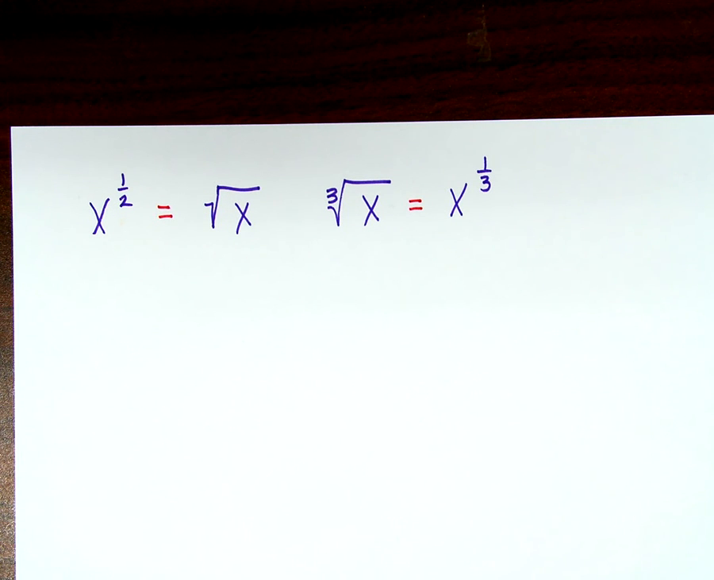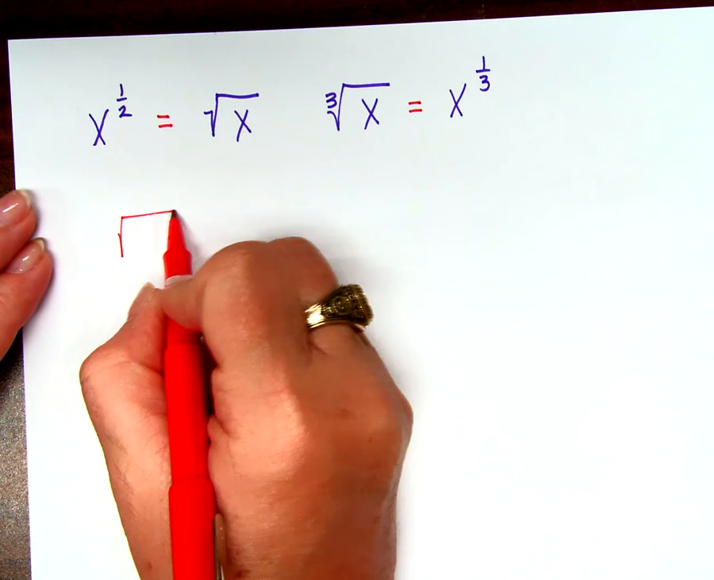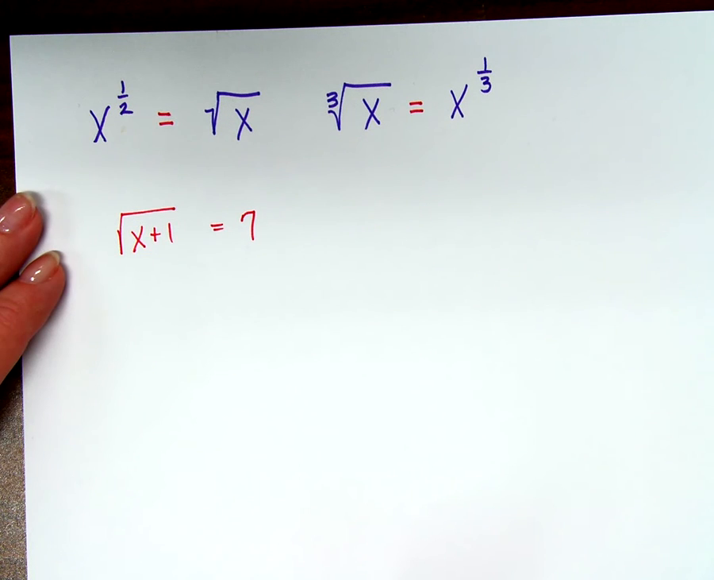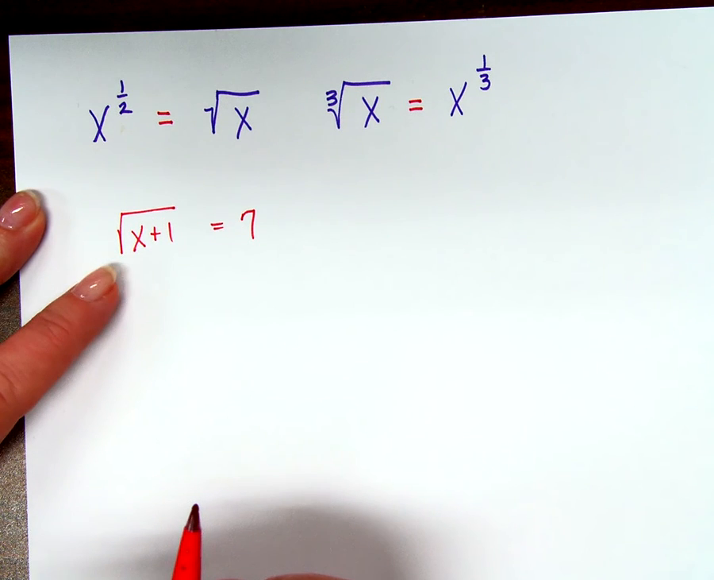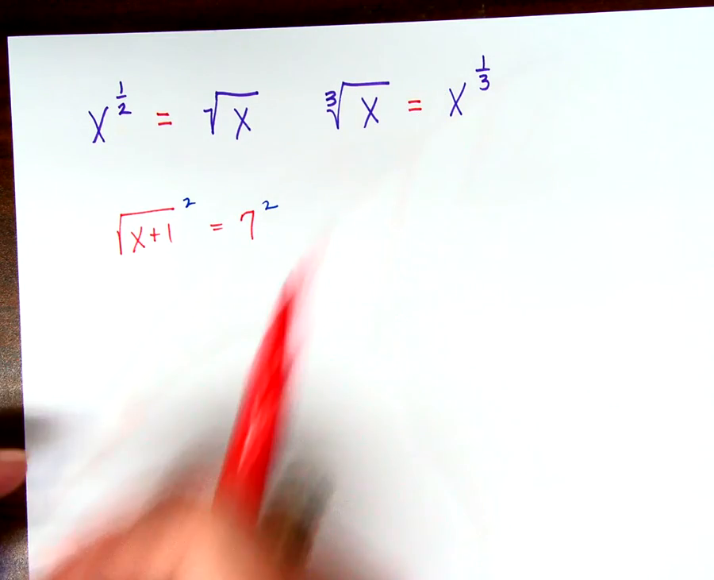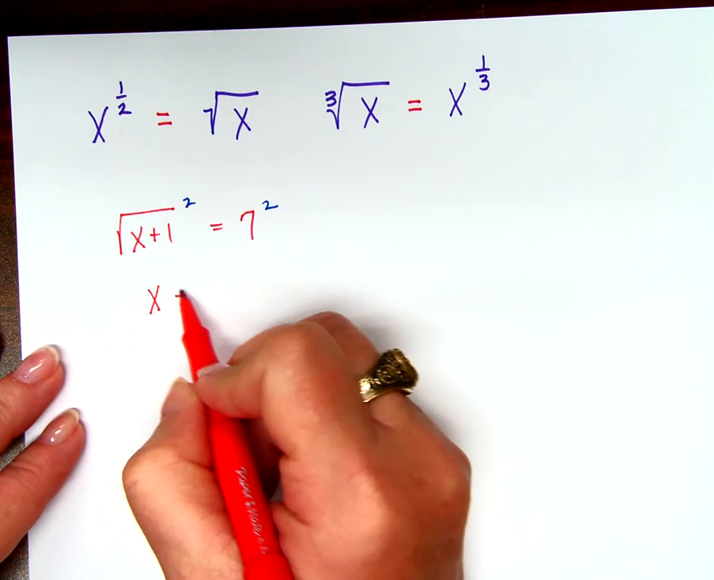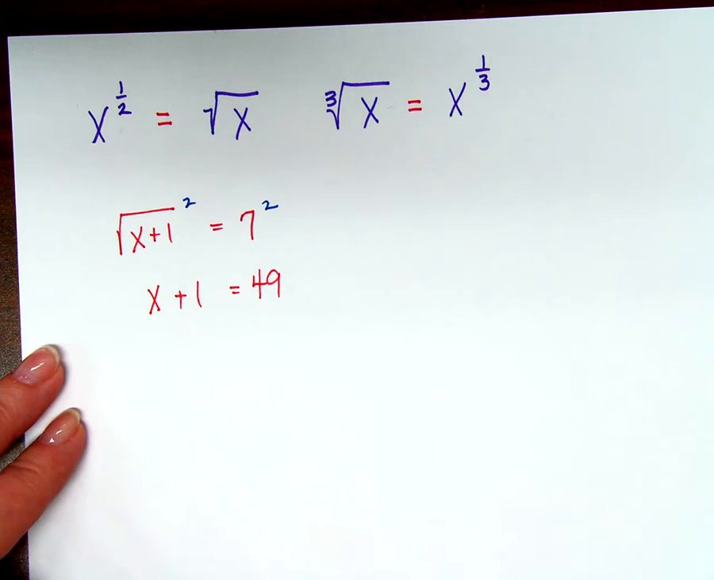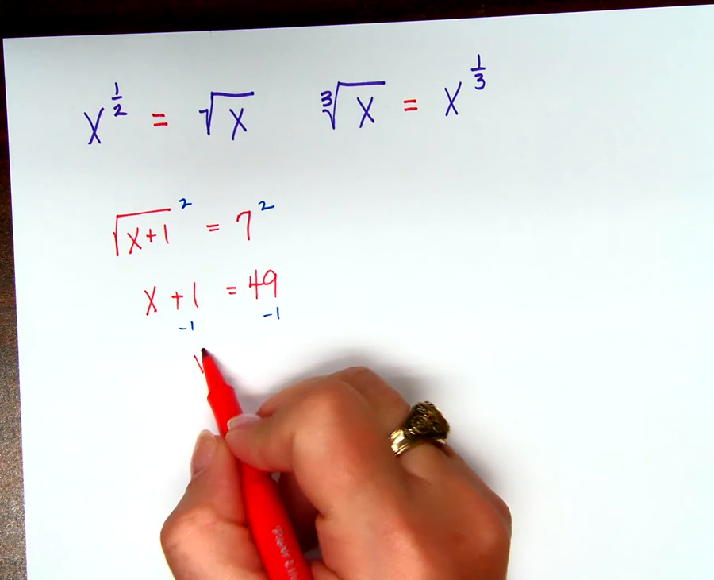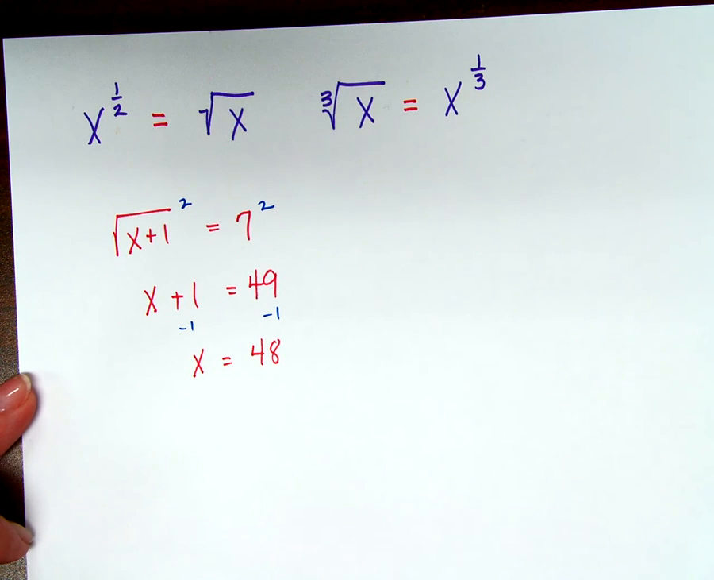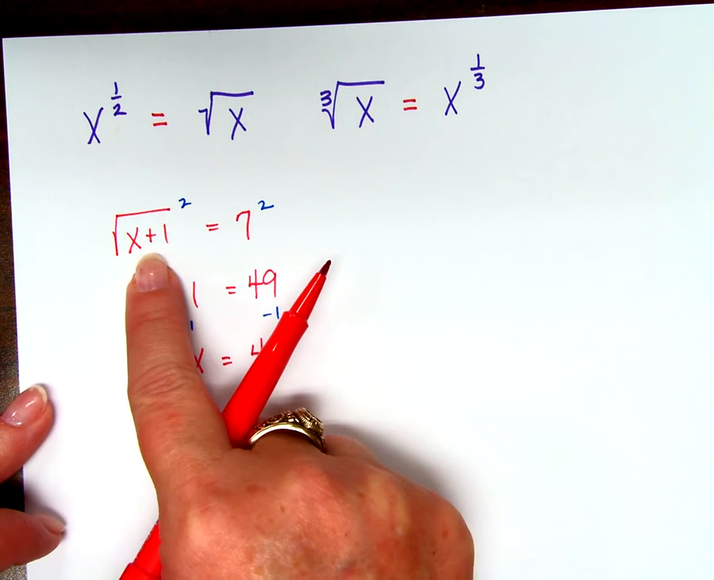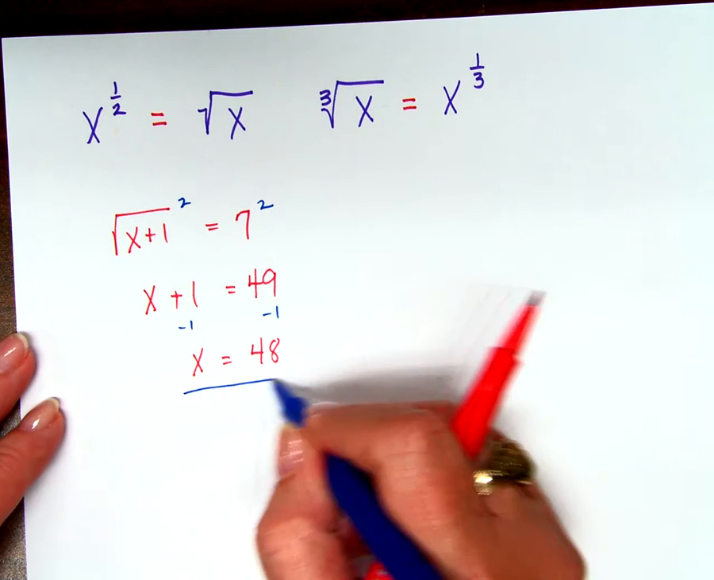So what we've been discussing the last couple days is if I say to you the square root of x plus 1 equals 7, how do you solve that equation? How do you undo a square root? If I square both sides, I have x plus 1 equals 49, and I subtract 1 from both sides to solve for x. So x equals 48. I check my work by substituting my answer in. 48 plus 1 is 49. The square root of 49 is 7. 7 equals 7. So I know that that's the correct answer.